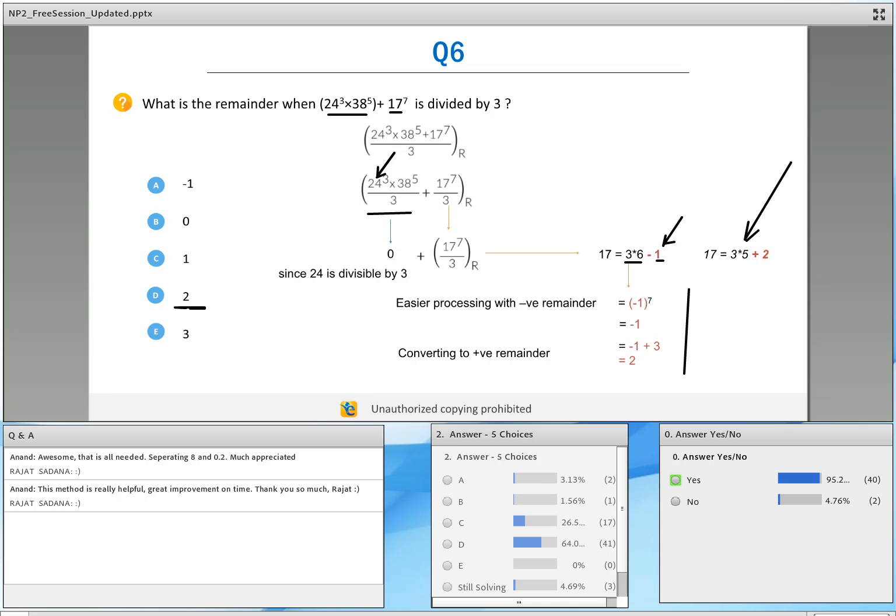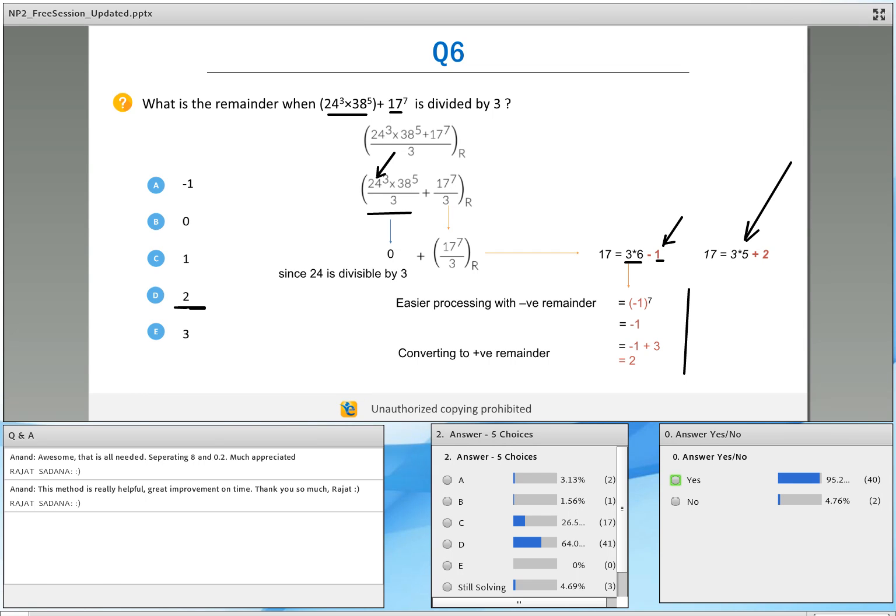Kalpit says, does the power of the number not impact the remainder? It does, Kalpit, and you're going to see that in the next question. But when the base is 1, then 1 to the power anything is 1 itself. It's plus 1 or minus 1, depending on whether you're doing minus 1 to that power or plus 1 to that power.